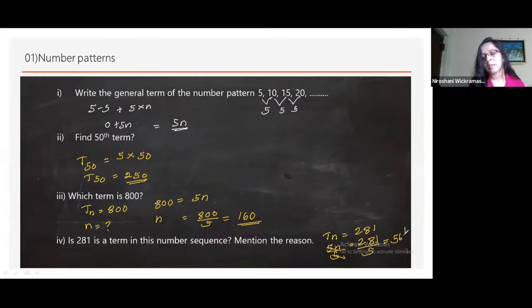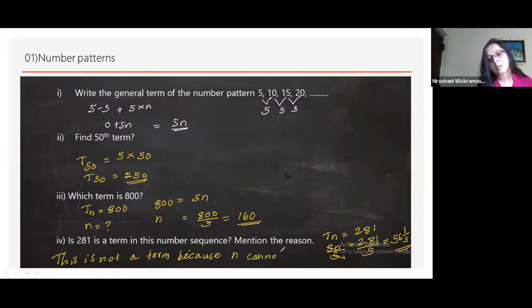1 remainder, 5. So n can't be a fraction or decimal because it should be a whole number. So we can write, this is not a term, because n cannot be a fraction.